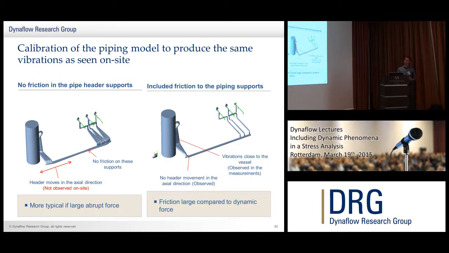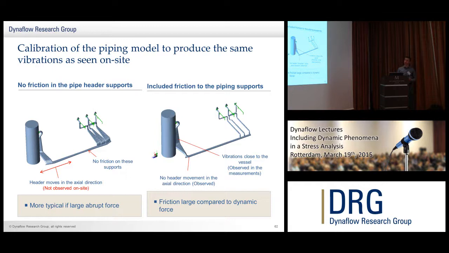But in this case, given the measurements we'd actually seen, and we knew it was being excited by a relatively small force, 10 newtons is not a lot, 100 newtons is not a huge amount, we did not see any movement of this header, because the dynamic force was not enough to overcome the friction, okay? And so, adding friction onto these supports, we saw that we ended up with mode shapes more like what we saw in reality.